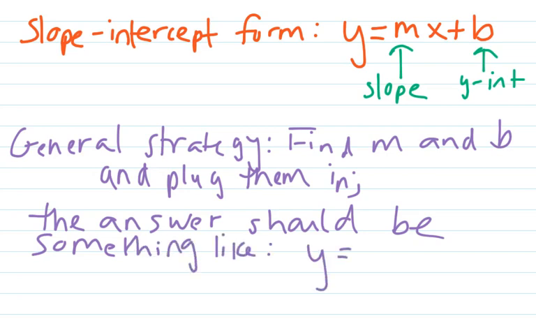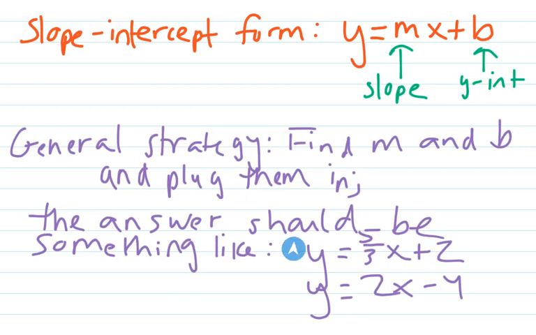Y equals, what did I put here in my notes? 5/3 x plus 2, I think it's a minus 2, or like y equals like 2x minus 4. So when you're done with the problem, what your answer should look like is you should have a y, you should have an x, you should have a number where the slope is, and you should have a number where the y-intercept is. Now, there will be a couple of exceptions to that.